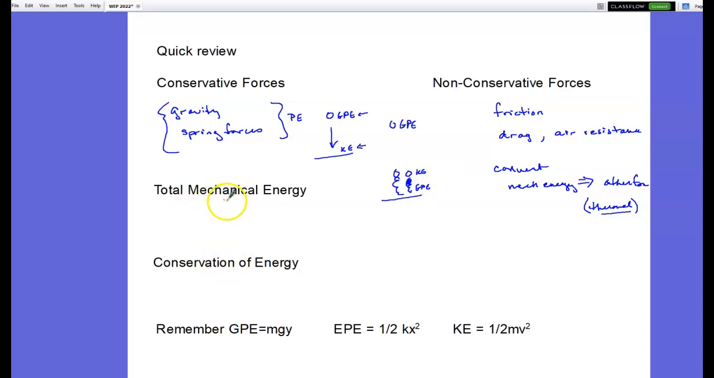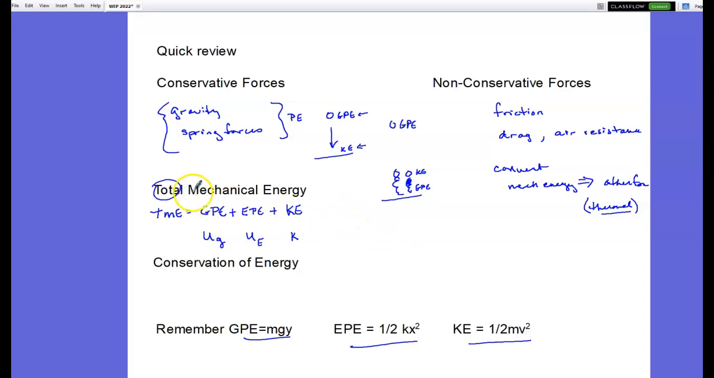Okay, total mechanical energy. We got three kinds of mechanical energy, and they are gravitational potential energy, which you have also seen me write as UG, and elastic potential energy, which you have also seen me write as UE, and kinetic energy, which I have also written as just K. So the total mechanical energy is simply equal to the gravitational potential energy plus the elastic potential energy plus kinetic energy. And remember, this is how we calculate each one of those.